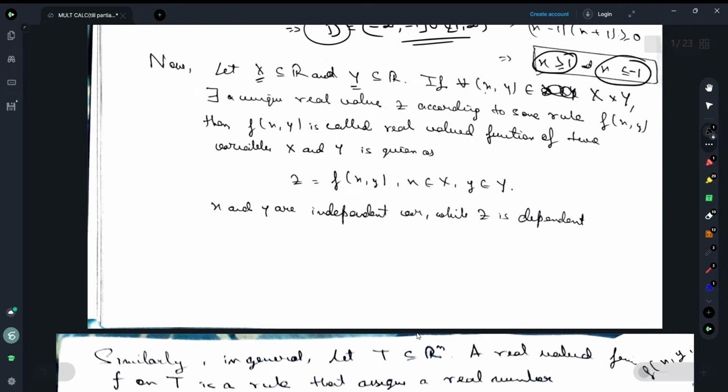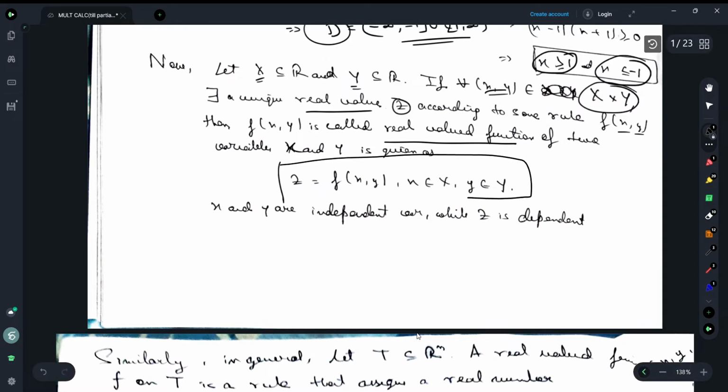Now if for all (x, y), which is an ordered pair that is an element of the Cartesian product X cross Y, there exists a unique real number z according to some given rule f(x, y), then f(x, y) is called a real valued function of the two variables x and y, and is given as z equals f(x, y), where small x is an element of capital X and small y is an element of capital Y. Here x and y are independent variables while z is a dependent variable.